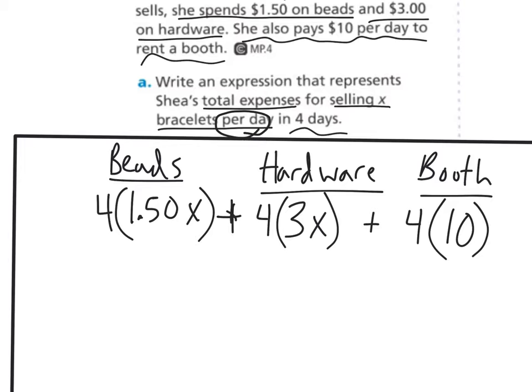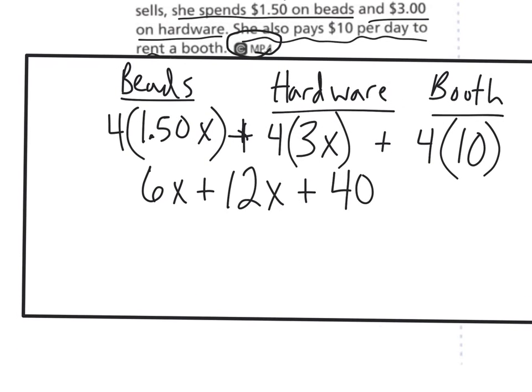The first part, we've got 4 times $1.50x. If you work out 4 times $1.50, that's $6, which is the same as 6x. 4 times 3x, 4 times 3 is 12, so that would be 12x. And then 4 times 10 is 40. Be careful doing this, but what I'm doing basically is that I know all the multiplication is going to come before the addition. So that's how I did all 3 of those at the same time. Safer way, 4 times $1.50x, bring everything down, and then go from there.